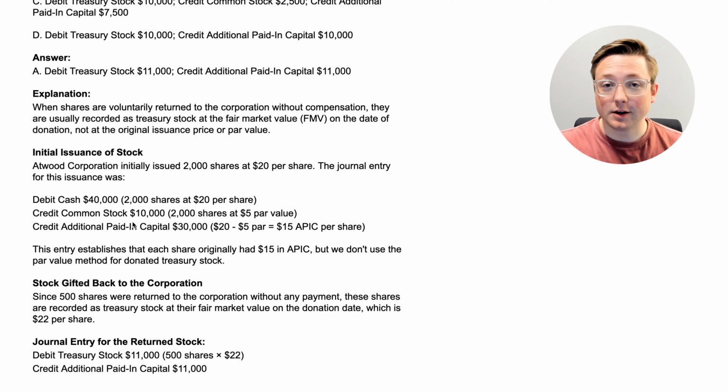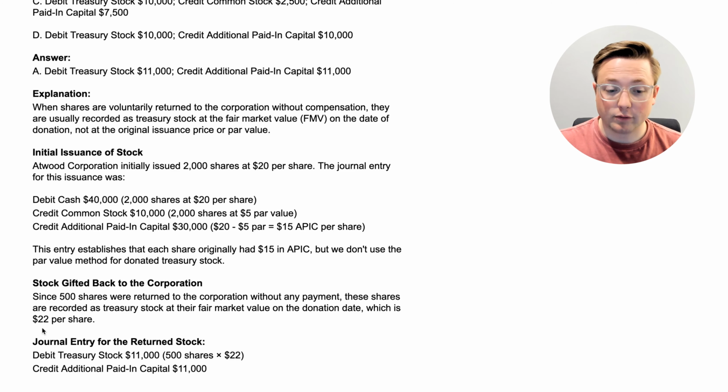And you might have gotten a little bit tripped up where it says they usually record treasury stock at the par value or using the par value method. I put that in there just to make you think maybe it's still using the par value method, but in the end, you actually don't need this $15 of additional paid-in capital per share, because you don't use the par value method when you're doing donated treasury stock.